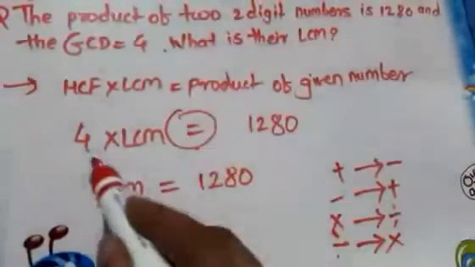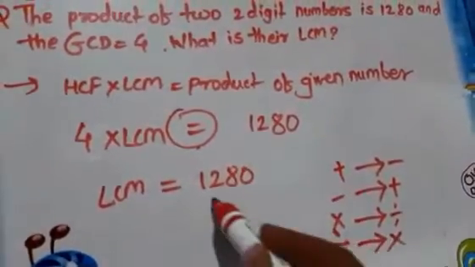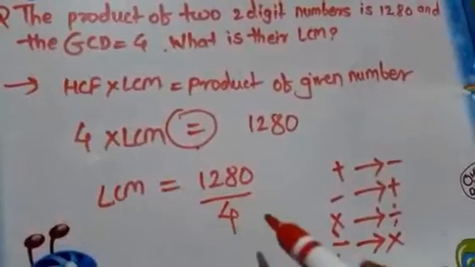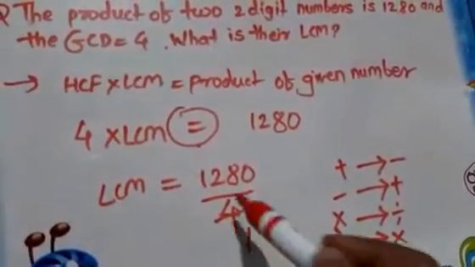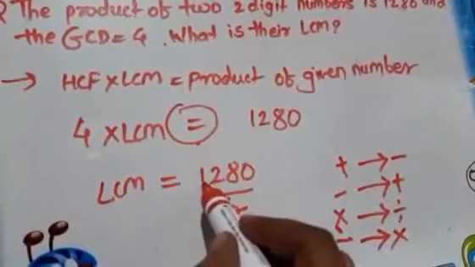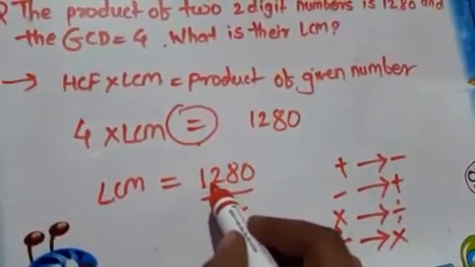1280. Now who is coming? This 4 is coming this side and it is in division. So it will be divided by 4. So just we will divide this. 4 ones are 4. First digit is 1. So we can't take it. Go for 2 digits. Number is 12.